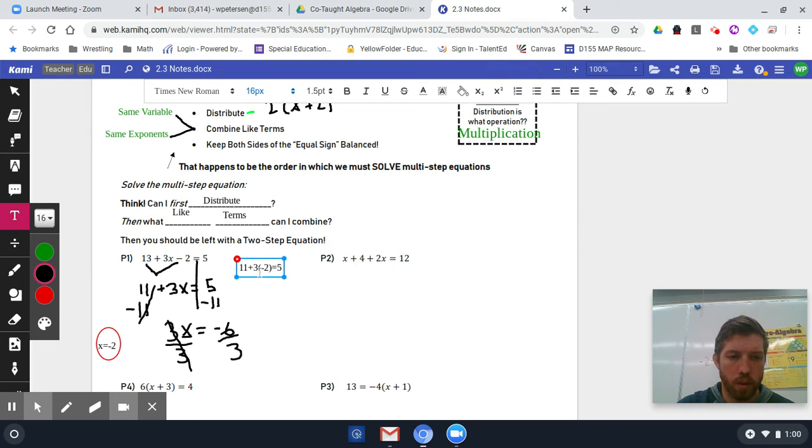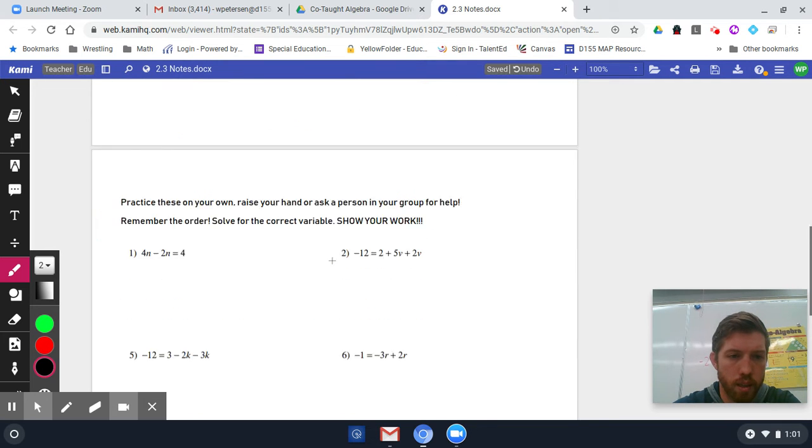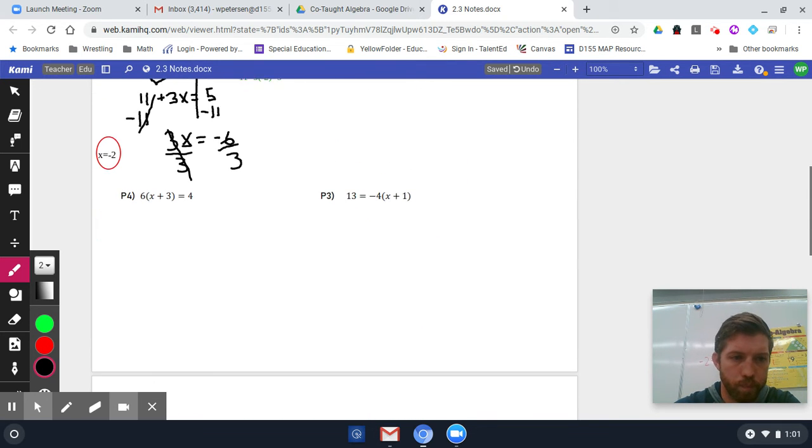Well, this 3 times -2 is -6. -6 plus 11 is 5. I did my work right. I don't have to go back and check anything else. Boom, correct. All right, so that's a multi-step equation. We'll do 2 more here. We'll do all 3 of these, and then you guys are going to do some on your own down here.